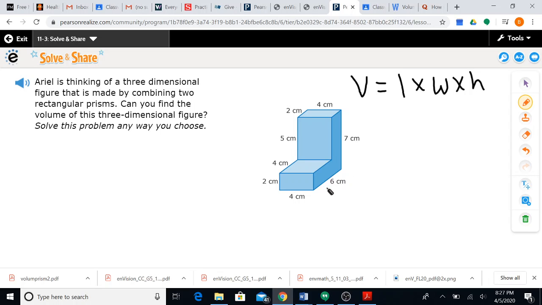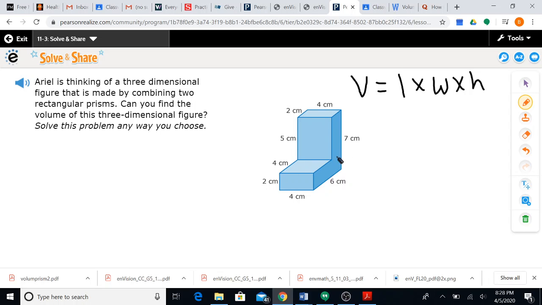Now, when you look at this, you might think, oh my goodness, how are we going to find the volume for that? What formula could we possibly use? Well, I want to go ahead and let you in on a little secret. This figure right here is actually two rectangular prisms combined. We have one rectangular prism right here, and we have another rectangular prism right here. So instead of trying to find the volume for this entire figure, I'm going to find the volume for this prism and then this prism.